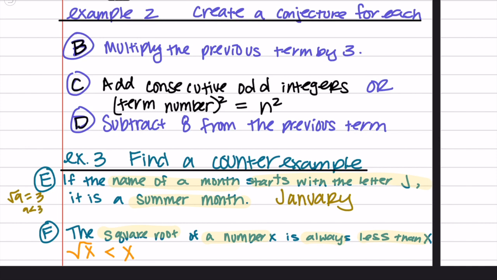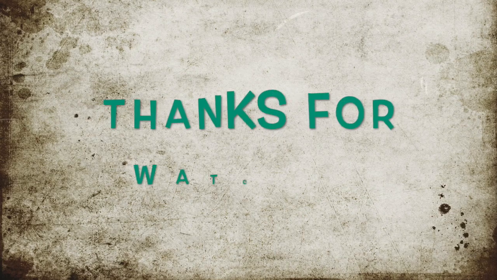So pretty much what this one is saying is that the square root of 9 is equal to 3, and that 3 is less than 9. Same thing with the square root of 4, which equals 2, which is less than 4, the square root of 25, which is 5, less than 25, and the square root of 36, which is 6, less than 36. But if we keep going backwards, we'll notice that the square root of 1 is equal to 1. And 1 is not less than 1. 1 is 1. So this right here would be a counterexample.